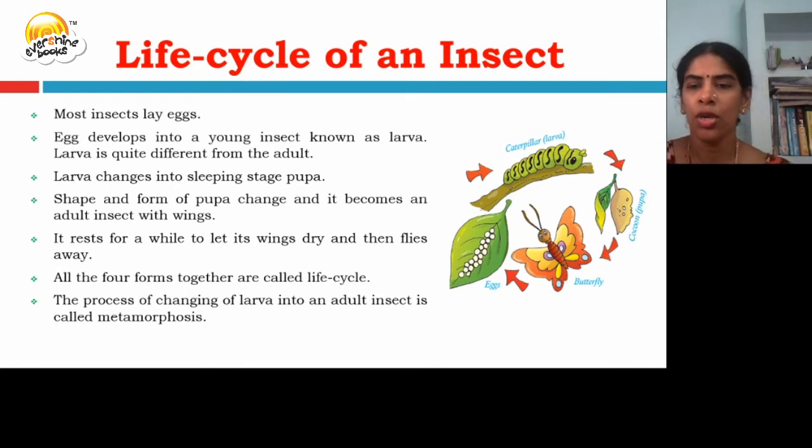Metamorphosis. So, the insect lays the egg. The egg first develops into a young insect. That stage we call a larva. From the larva, it goes to the sleeping stage, pupa. Then from the pupa, it forms an adult insect with wings. From the larva to the adult formation, we call it metamorphosis.